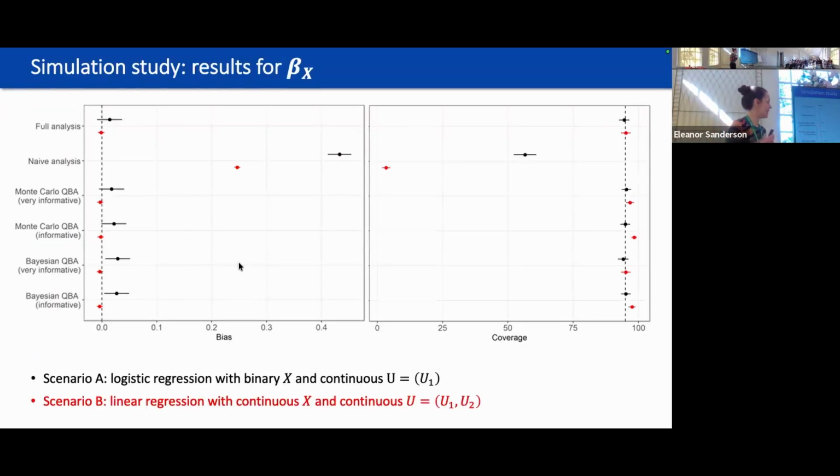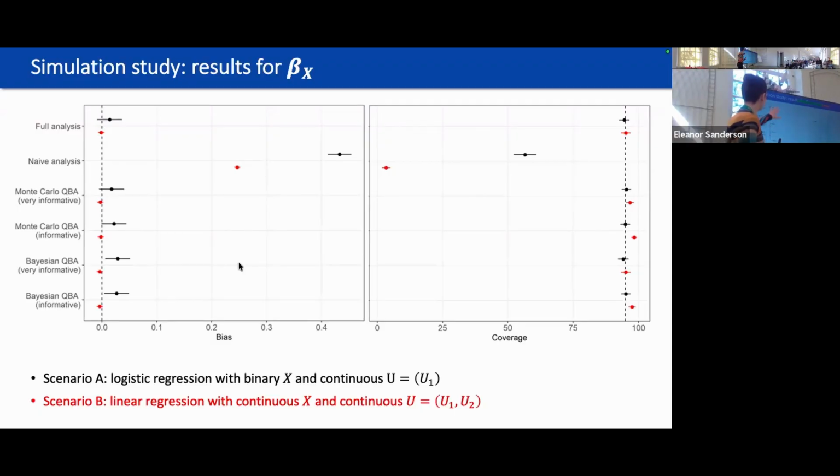Okay, so you might not be able to see this at the back. We've got 2 plots here. On the left-hand plot, we've got the results for the bias of the exposure effect. And on the right, we've got the coverage. The results in black correspond to scenario A, where we're fitting a logistic regression. And the results in red correspond to scenario B, where we're fitting a linear regression.